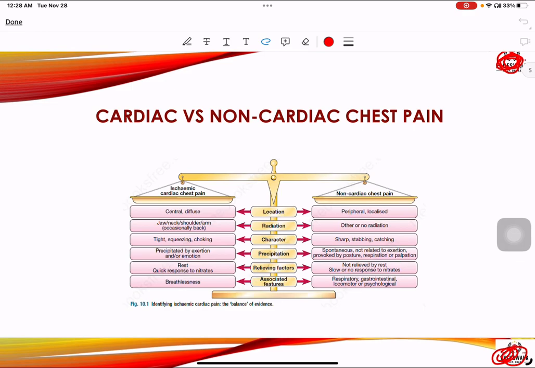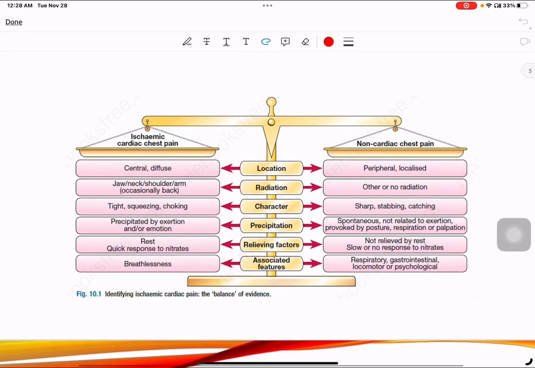So how can we differentiate cardiac from non-cardiac chest pain? This is from Davidson. Usually cardiac ischemic chest pain is central in origin and diffuse in nature. There may be radiation of the pain to the jaw, neck, shoulder and arm, or sometimes to the back. It is characterized by a tight, squeezing, choking nature, precipitated by exertion and or emotion. It is relieved by rest or has a quick response to nitrate. It may be associated with breathlessness.